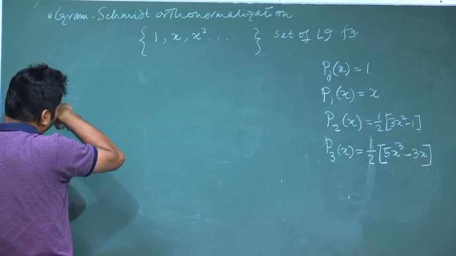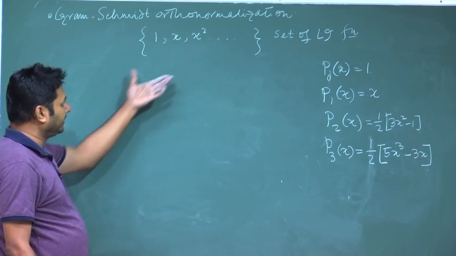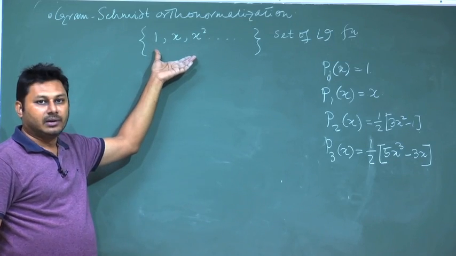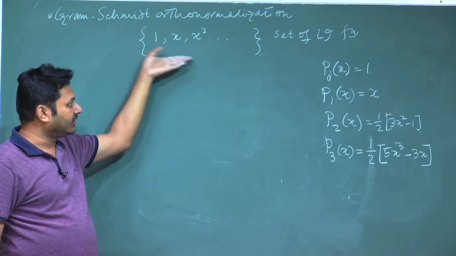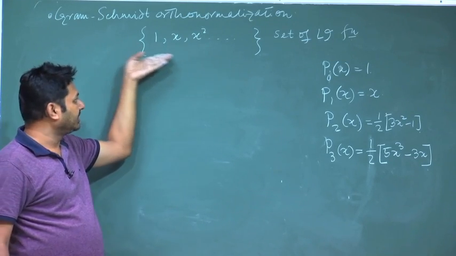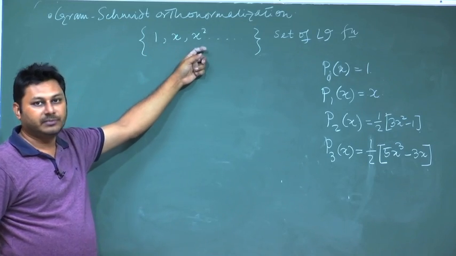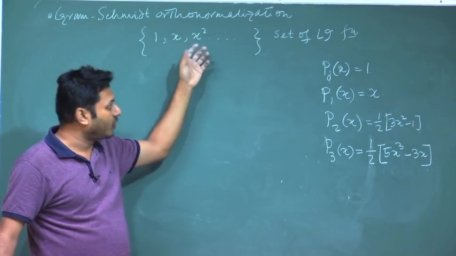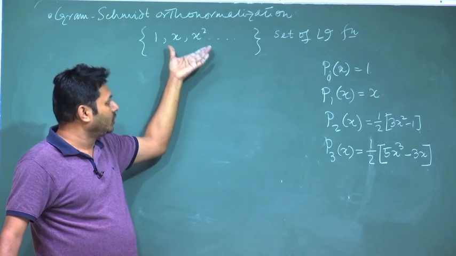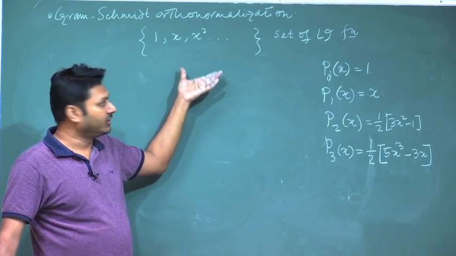So, what is the Gram-Schmidt orthonormalization? I am using the Gram-Schmidt orthonormalization process for a given set of functions. This is a set of functions which is 1, x, x square, and in the previous class we showed that these functions are linearly independent, because if you do the Wronskian of that, it will not equal 0.